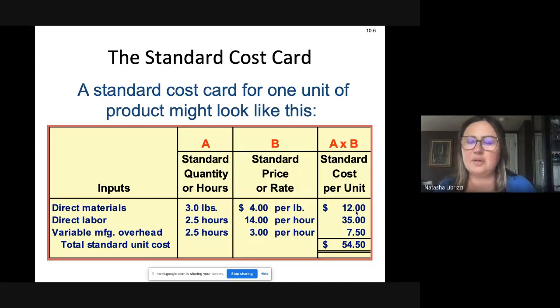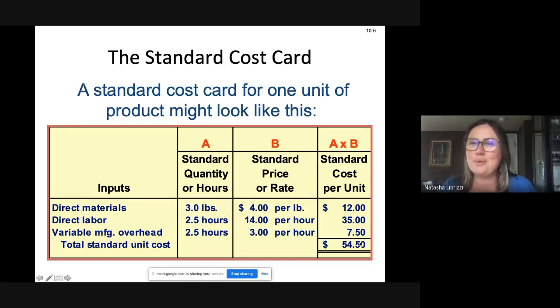We're going to make Parker's. Okay, so then direct labor, we think it should take 2.5 hours. In this case, $14 per hour. So it's going to be $35 standard cost per unit. And variable manufacturing overhead, you can see it's relating directly to labor. And you're allocating $3 per hour. Therefore, your allocated manufacturing overhead is $7.50. So now your standard cost per unit is $54.50.